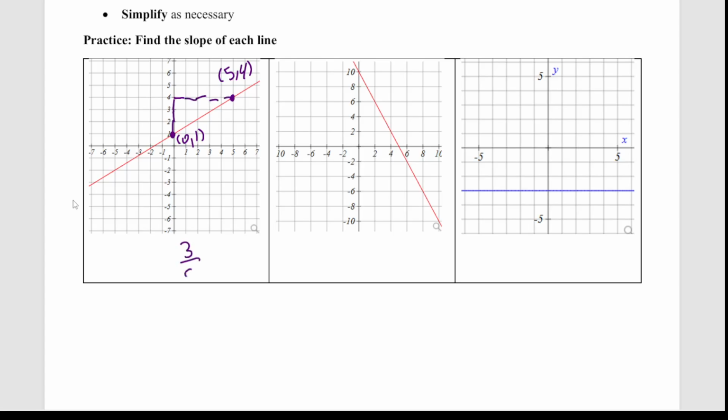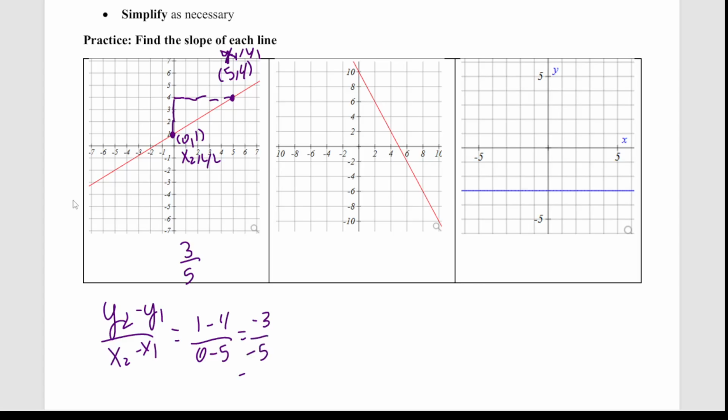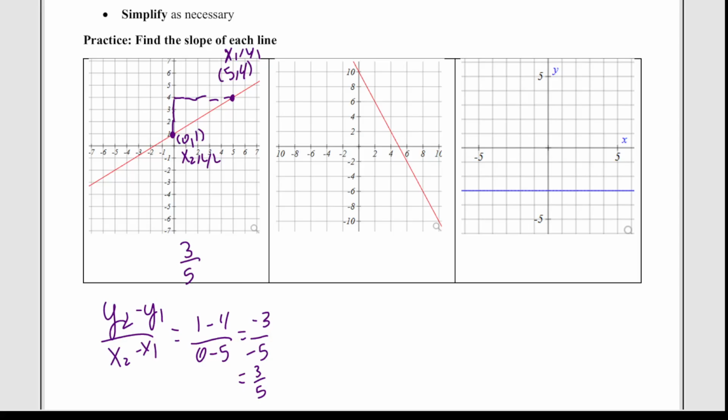So this would be 3 over 5, or if you were to formally plug into the equation, y2 minus y1 over x2 minus x1, I'm going to arbitrarily call this one my x1, y1, call this one my x2, y2. So that would be 1 minus 4 over 0 minus 5. 1 minus 4 gets you negative 3, 0 minus 5 gets you negative 5, negative divided by negative simplifies to a positive divided by positive. That would be another more formal way of doing it as well. So you can either count or you can actually plug into the equation.